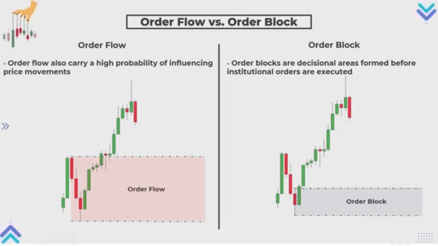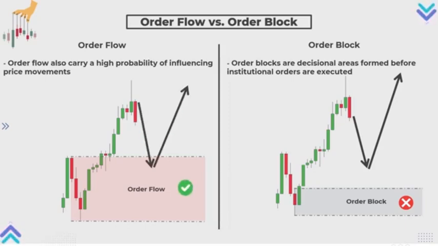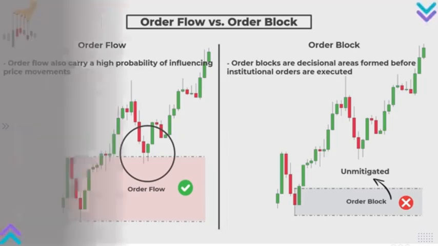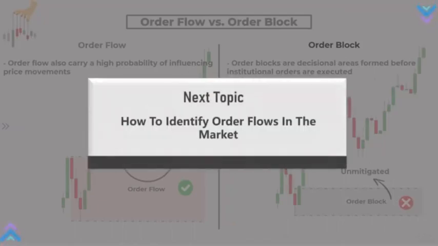Keep in mind that the market does not always tap into or mitigate order blocks or fair value gaps before reversing and continuing in its dominant direction. Price may reverse even before reaching these areas, primarily due to the presence of order flow. In such cases, waiting for the price to hit those extreme zones might waste time and energy, as the price may not return to those areas anytime soon. By focusing only on these extreme zones within the order flow, you might miss other trading opportunities. Now let's look at how we can identify order flows in the market.